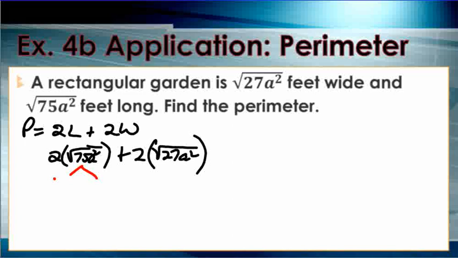Square root of 75 is the square root of 25 times the square root of 3 times the square root of a times the square root of a. 27 is the square root of 9 times the square root of 3 times the square root of a times the square root of a.